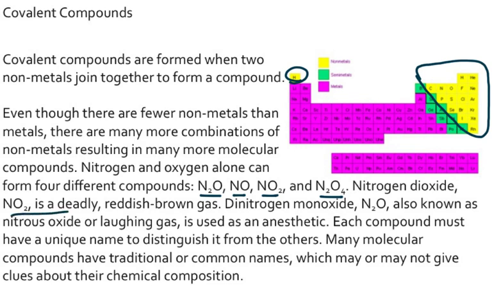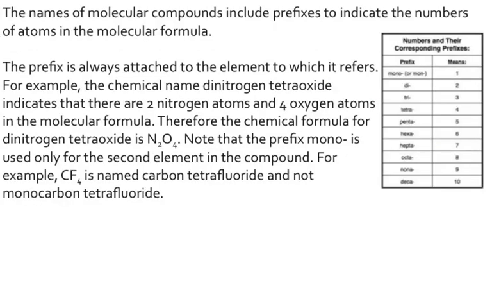NO2 is deadly. You do not want to inhale that. N2O, that's laughing gas, used at the dentist, used in places like that, used as an anesthetic. So the same elements making up the compound, but having very different effects and being very different. So what do we do in order to differentiate between the different forms of nitrogen and oxygen? Well, we have to come up with prefixes to tell us how many of each type of element are present.